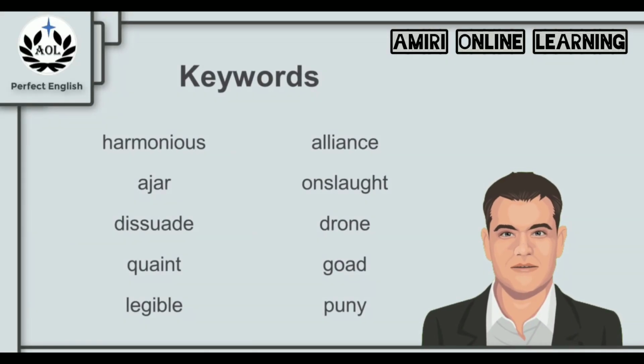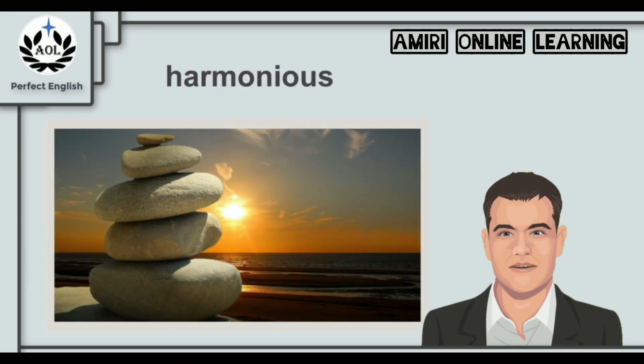In this chapter, we're going to focus on the following 10 keywords: harmonious, ajar, dissuade, quaint, legible, alliance, onslaught, drone, goad, and puny. Now let's start with the first keyword, harmonious.